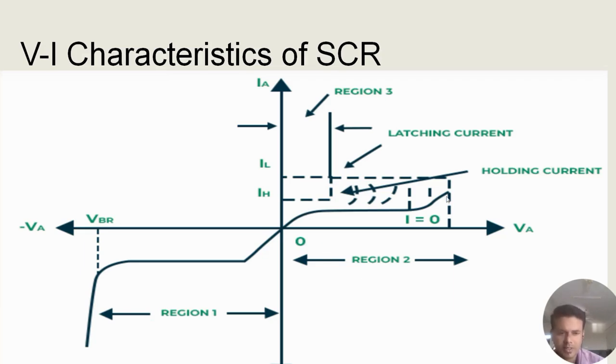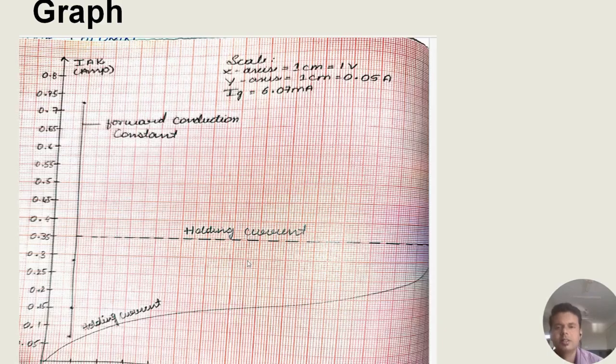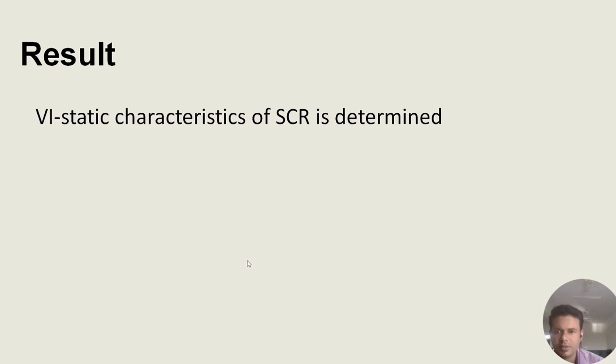Initially the breakdown voltage will occur at this point. After that the voltage VAK goes to almost 0.7 volts and the anode current starts rising. During this time we can identify the holding and latching current in region 3, and this is the reverse breakdown characteristic of the SCR in the third quadrant, that is region 1. This is the actual graph.